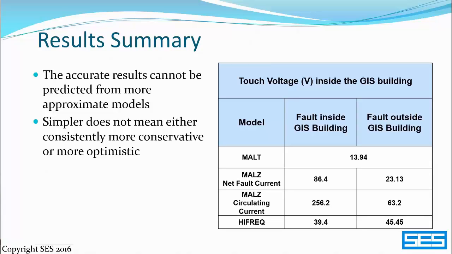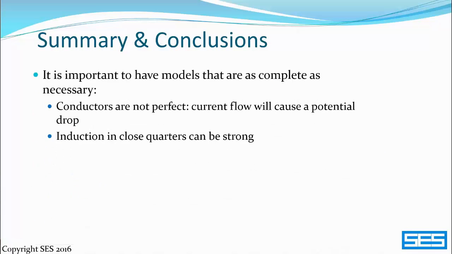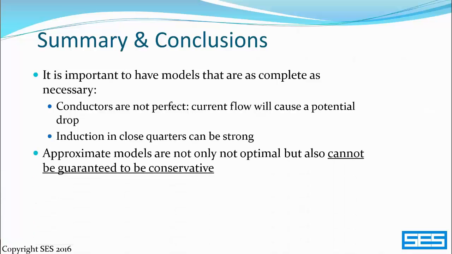So let's summarize what we've learned about grounding calculations today. It's important to have models that are as complete as necessary. Conductors are not perfect, and current flow can cause a substantial potential drop along them, which in turn can change touch and step voltages. Induction in close quarters can be strong and will also change touch voltage results. We've also seen that approximate models are not only not optimal, but cannot be guaranteed to be conservative. The results change we see when including more interactions is not uniform in shape or magnitude.